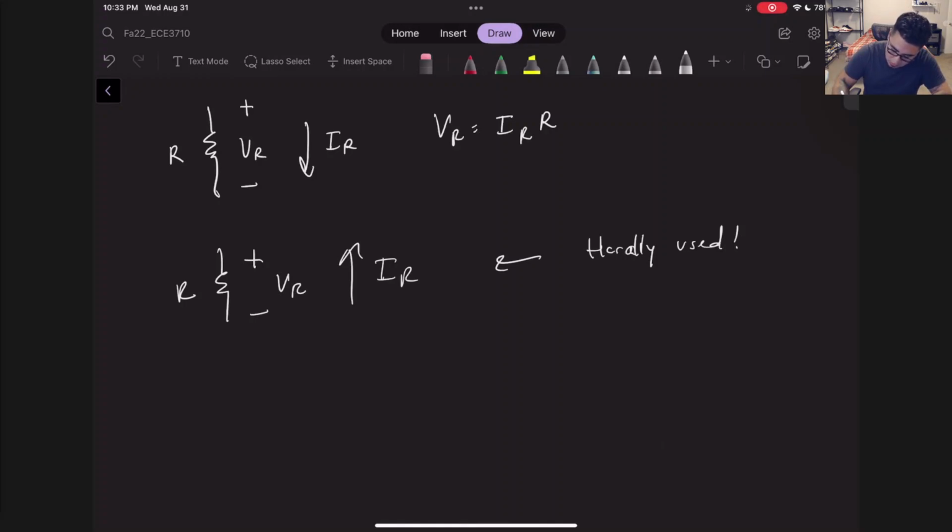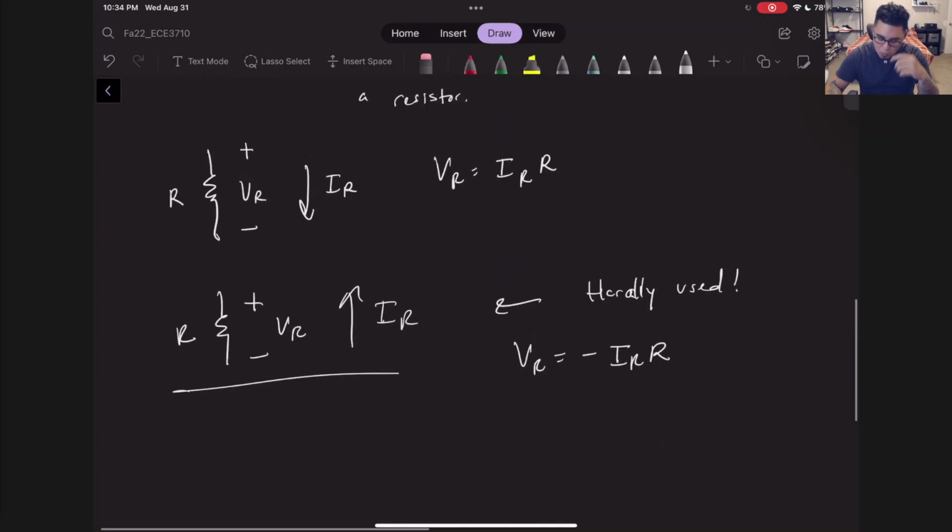Because in this drawing, VR is equal to negative IR times R. If someone gave you this drawing right here and they said, what is VR? You will be saying the height of a mountain is negative. That automatically should grind your gears, because no one says, oh, I hiked a mountain that was negative 200 feet high. That doesn't make sense, right?